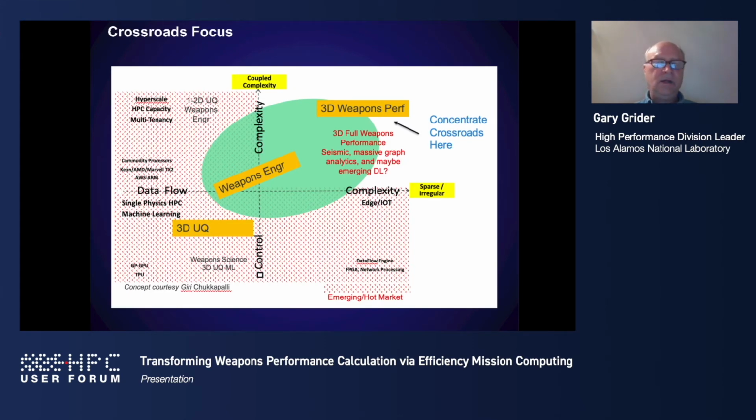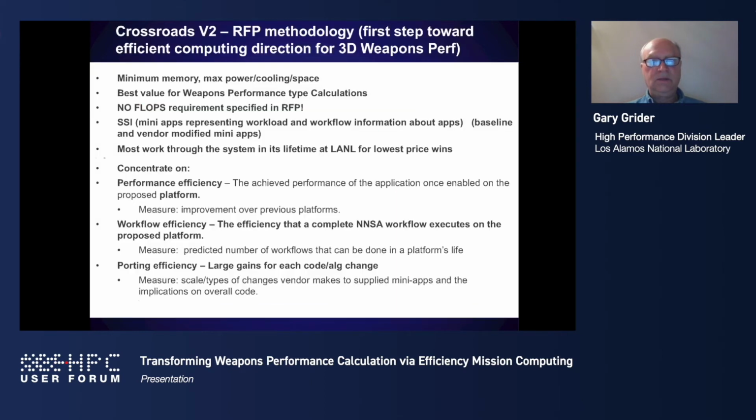Okay, so just to remind you, I'm going to talk now about Crossroads, and Crossroads is going to be installed here fairly soon, and we've been going through an RFP process for the last few years to get that purchased and on the way. I just wanted to remind you of the reason that Crossroads exists, and it's weapons performance. So it's not doing 3D UQ or machine learning or AI, it's to do 3D weapons performance calculations, which might benefit from AI or other things, but largely are very, very large simulations.